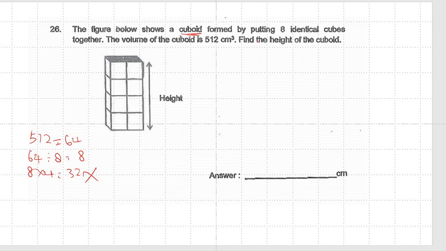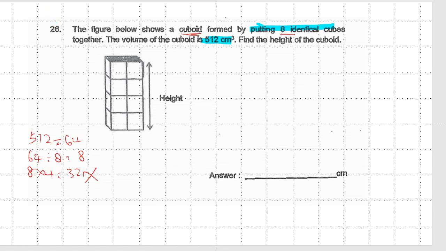A cuboid formed by putting eight identical cubes. So there are actually eight identical cubes here. 2, 4, 6, 8, okay? Together, the volume of it is 512. And then find the height of this. It's asking you to find the height, okay?